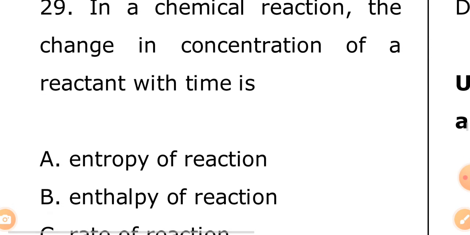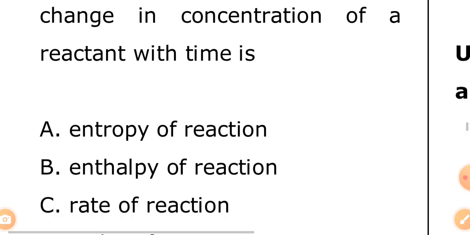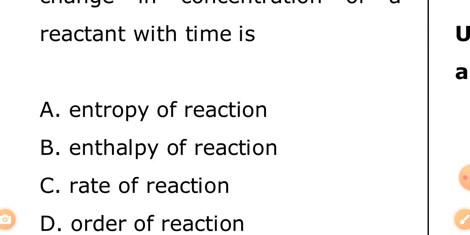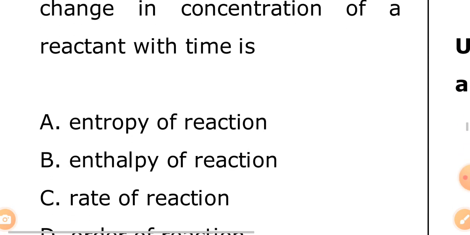In a chemical reaction, the change in the concentration of a reactant with time is dash. A. Entropy of reaction. B. Enthalpy of reaction. C. Rate of reaction. D. Order of reaction. The answer actually is C, rate of reaction. In a chemical reaction, the change in concentration of a reactant with time is due to the rate of reaction.